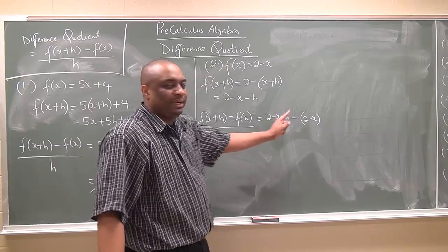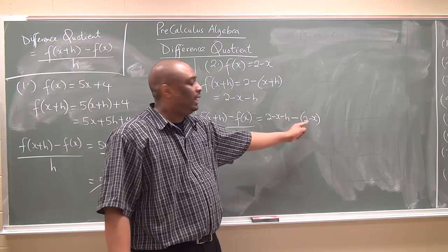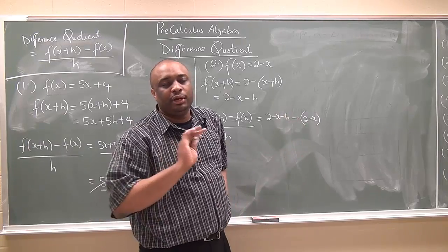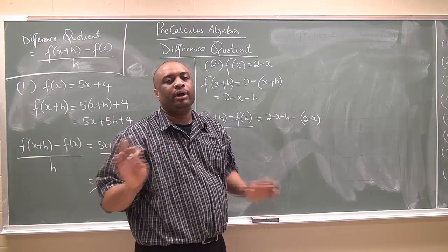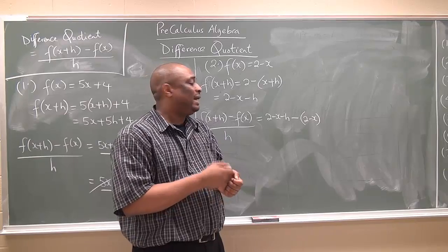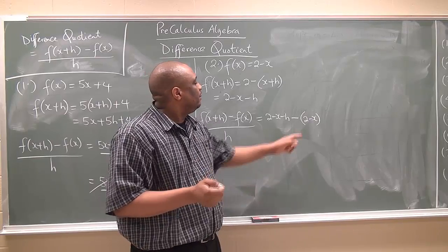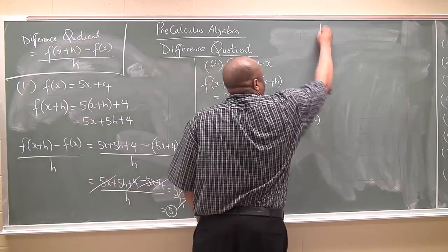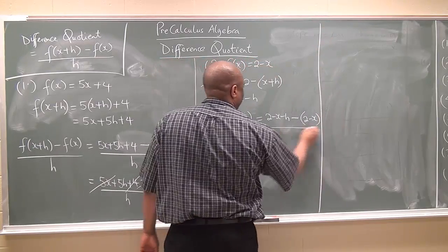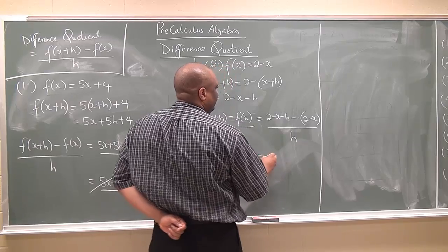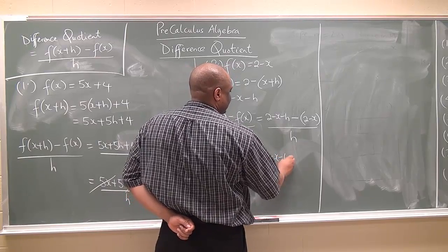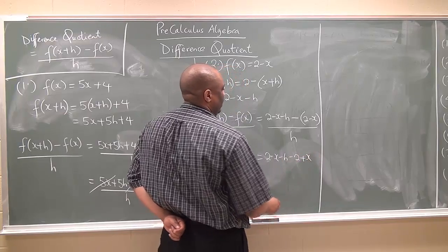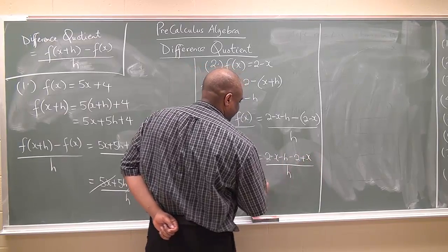This is where some students make mistakes. They don't put the parentheses. If you do not put it, it will give you a wrong answer. It will give you an incorrect answer. So please, don't make that mistake. All divided by h. So this will be 2 minus x minus h minus 2 plus x, all divided by h.